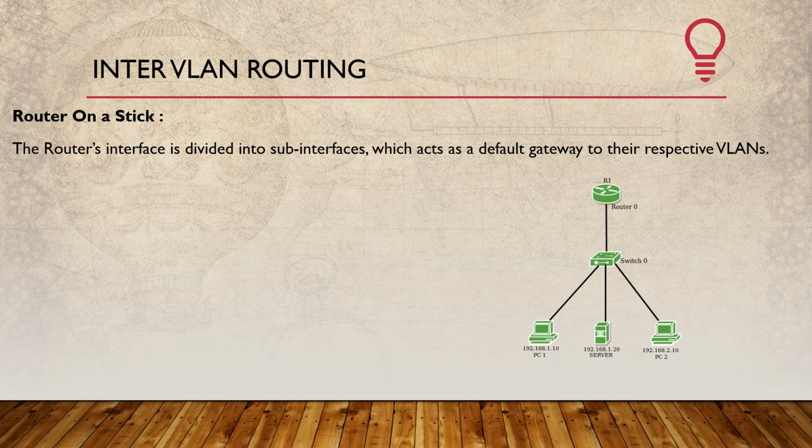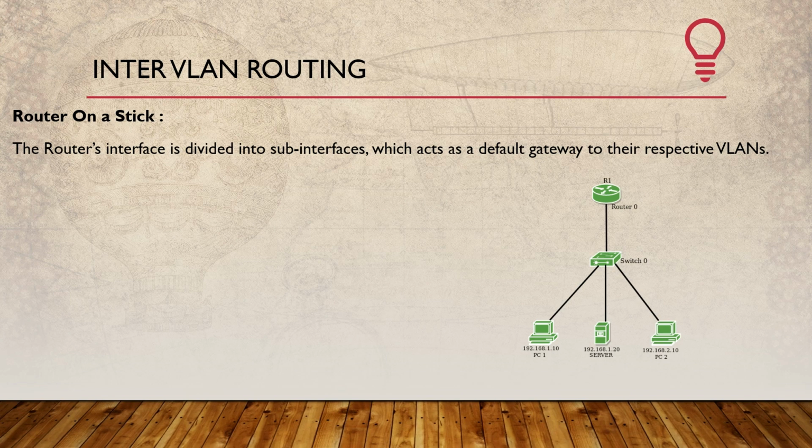Based on the scenario, they will use either the router on a stick concept or a layer 3 switch. The router on a stick is also used where multiple links are segregated for different purposes. Now we are going to discuss router on a stick. The router on a stick is a router interface divided into multiple sub interfaces, which act as a default gateway to the respective VLAN or network.